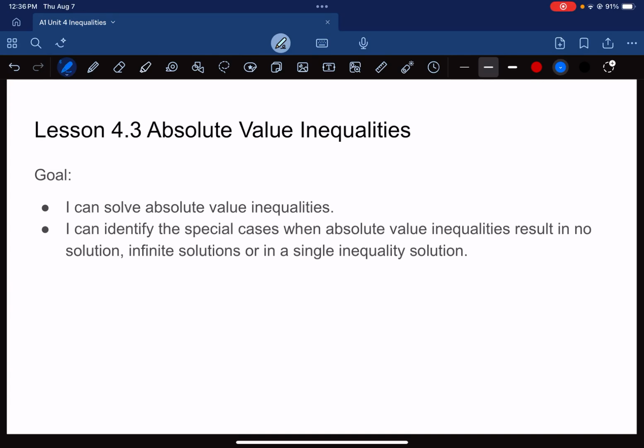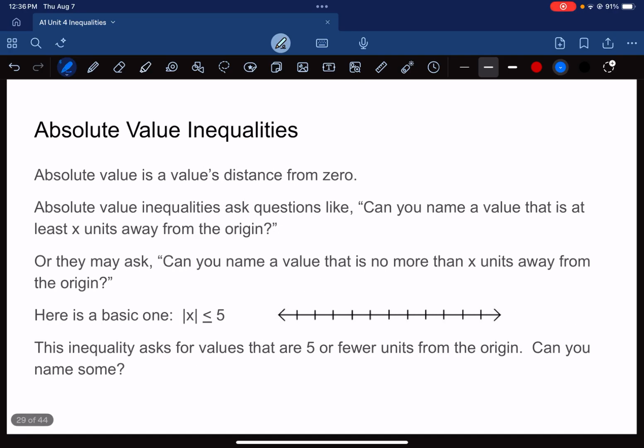All right, this is lesson 4.3, absolute value inequalities. So the goals are I can solve absolute value inequalities. That's why it's called that. And I can identify the special cases when absolute value inequalities result in no solution, infinite solutions, or in a single inequality solution. So that's interesting. Let's see what that looks like.